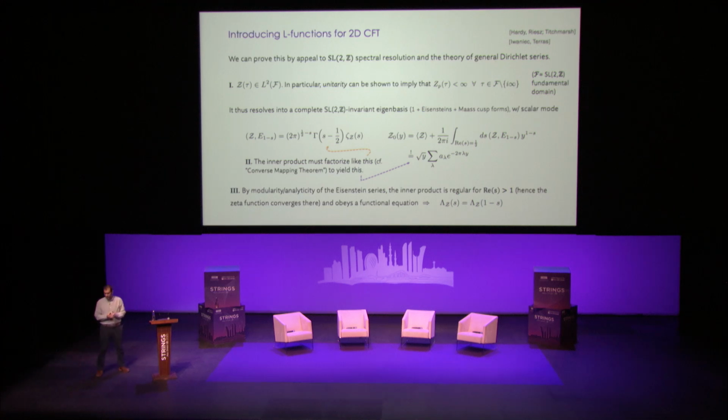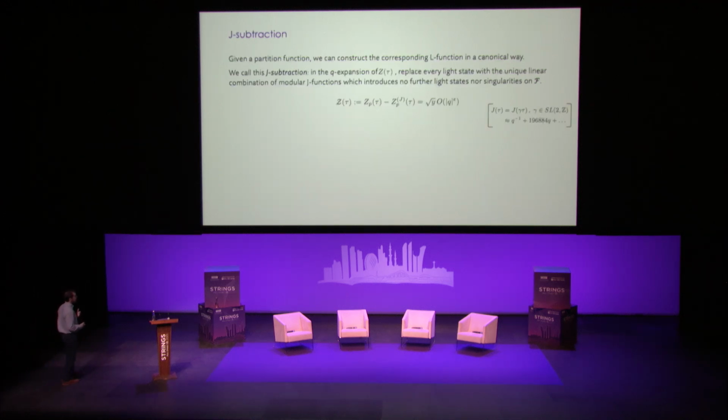So you might be worried you have to take a difference of two CFT partition functions with the same light spectrum to make this. What if there's just one? But for any partition function, we can construct the corresponding L function in a canonical way by something I'll call J subtraction. Basically, in the q bar expansion, for every term that has a light state, so a negative power, replace that with a product of modular J functions, both holomorphic and non-holomorphic, and get rid of spurious such terms until you've gotten rid of all the light states.